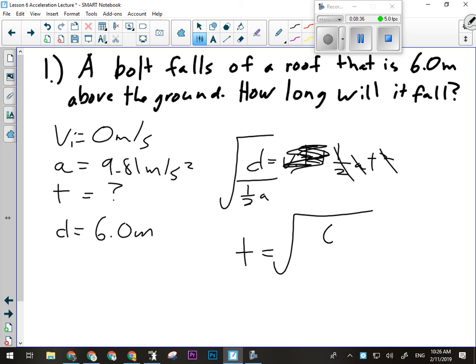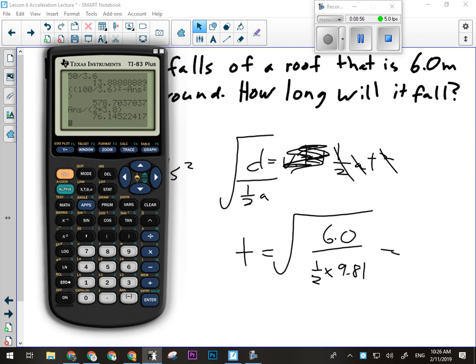Okay, so we'll have 6.0 divided by 1/2 times 9.81. Notice I'm not making either one of those negative. They're both downwards. I either have to make them both negative or I have to make them both positive. Either way. Just makes a little more sense to do it that way. All right, so we're going to have the square root of 6 divided by 0.5 times 9.81. And you do have to bracket that bottom part or it won't come out right. So it's going to fall for 1.1 seconds. It'll take 1.1 seconds for it to fall 6 meters off of the roof.